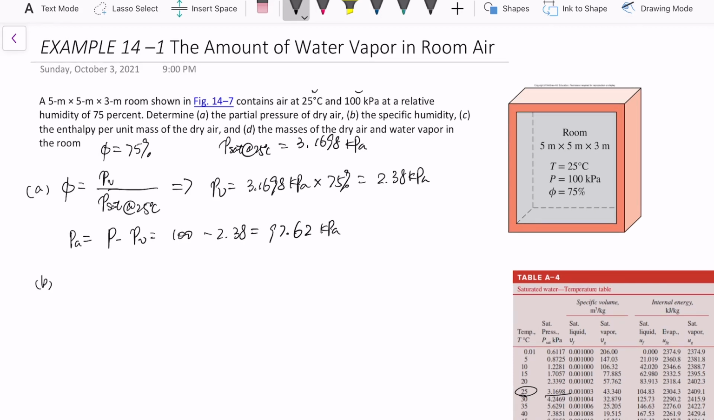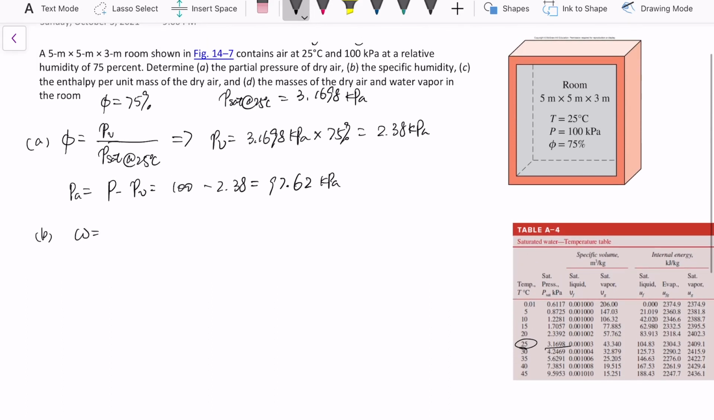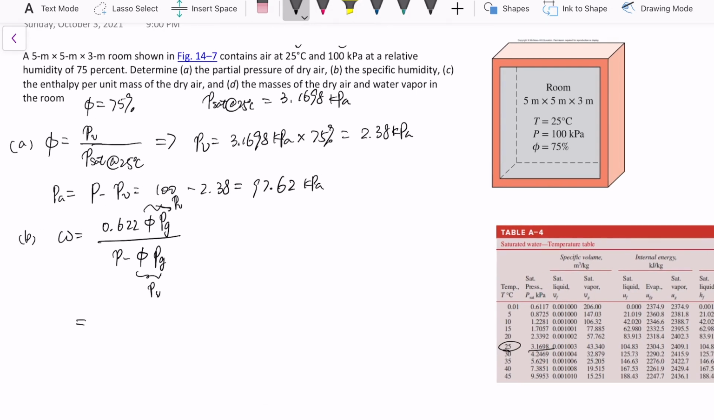Next one, calculate the specific humidity. We have one equation, which is omega equals 0.622 phi Pg divided by P minus phi times Pg. Well, you can plug in the numbers. Pg is the Psat at 25 degrees C, or you can just use what we already calculated, because phi times Pg is PV. So this is actually PV, and you already calculated PV, so you can just plug in that number. Or, based on definition, omega equals 0.622 times PV over PA. Again, in the previous question, you already calculated PV and PA, so you can use those results as well.